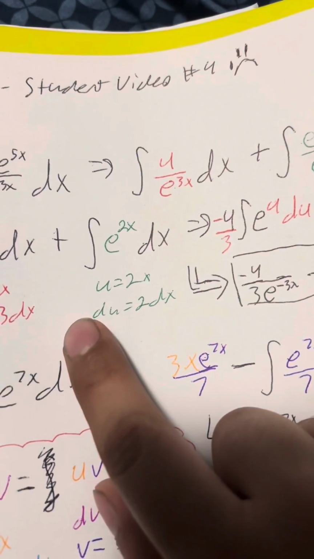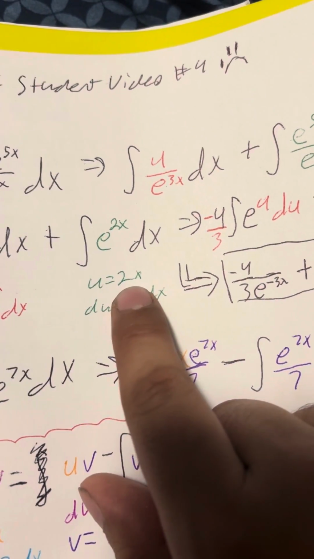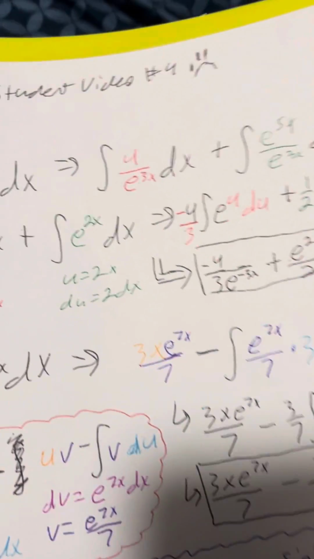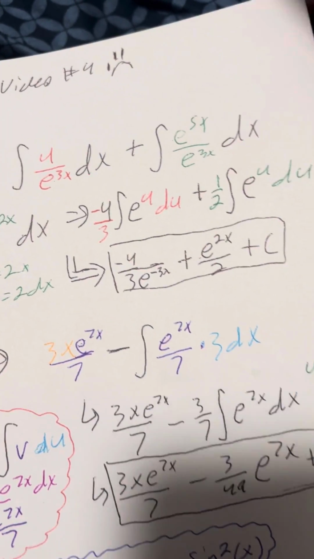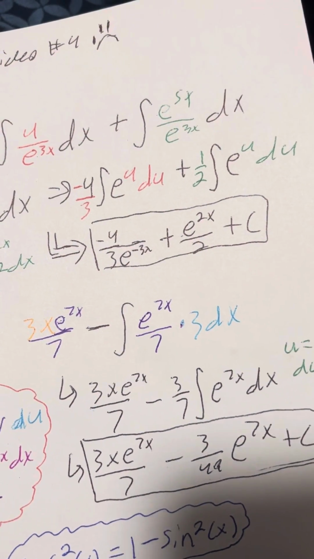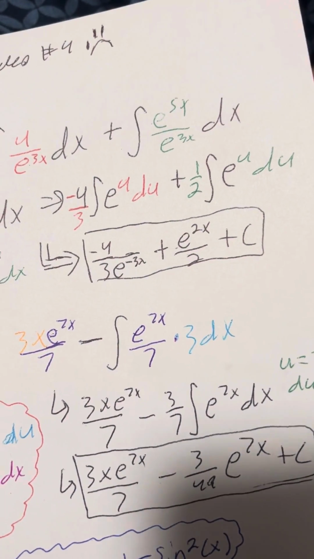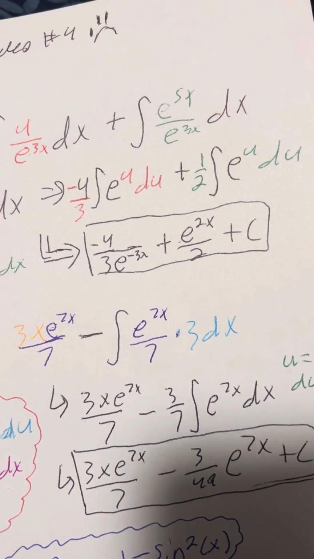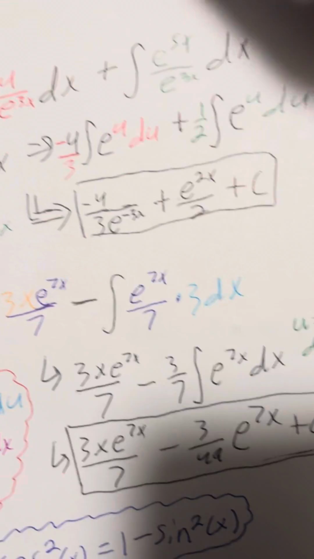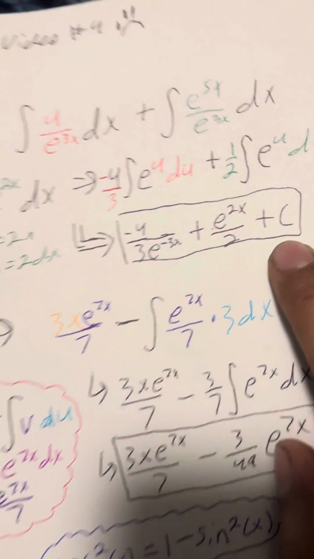And then for the second one, my u was 2x, and my du was 2 times dx. And so I went ahead and multiplied by 1/2 to get rid of that 2. And then using u substitution, the integral of e to the power of x is still e to the power of x. So I just plugged in my u's back, and I got this plus c.